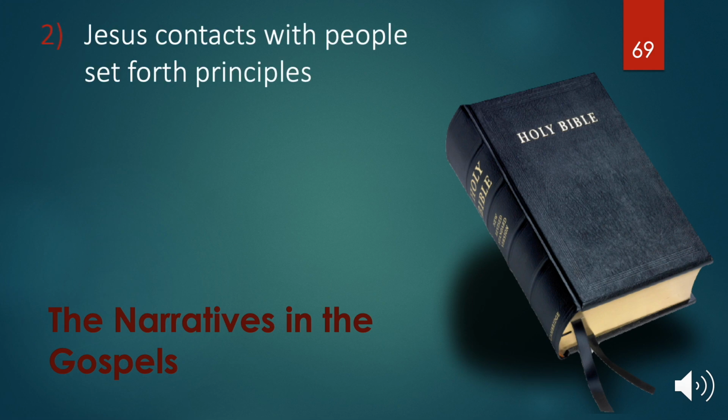Secondly, Jesus' contacts with people set forth principles. Jesus showed us God's character as he was here. Forgiveness is one example. How Jesus forgave the sinner woman and others. And on the cross he forgave. He shows us God's forgiveness. And principles of commitment, etc. The rich young ruler. These are principles that Jesus' contacts with people set forth for today.